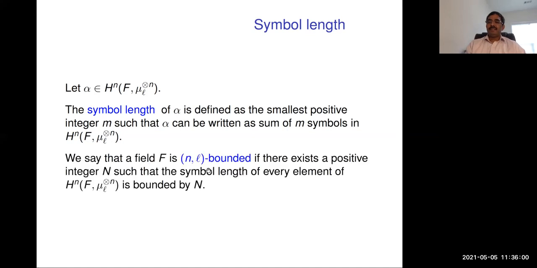And we say that a field is nℓ-bounded if there exists a positive integer N such that the symbol length of every element of H^n is bounded by N. So that every element in H^n is a sum of at most N symbols.